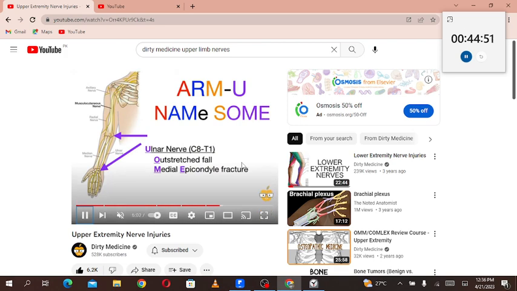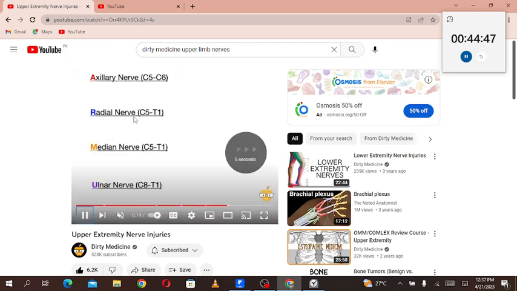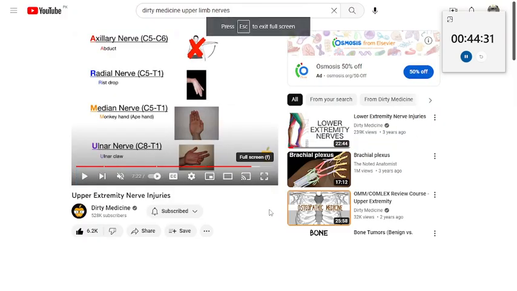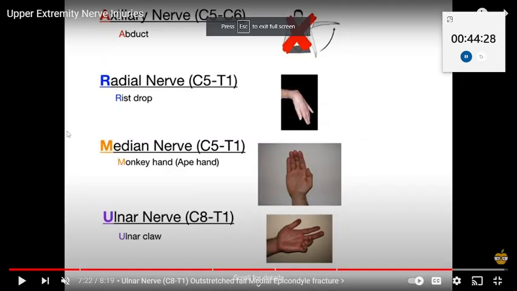So some of the lesions which are to be named are as follows. So axillary nerve. If the axillary nerve is damaged, we cannot abduct the arm. Why so? Because the axillary nerve supplies the deltoid muscle, and the deltoid muscle is a big abductor of the arm. Secondly, if the radial nerve is damaged, we have wrist drop. So wrist drop is with the R to make it memorable. Then median nerve, C5 to T1, monkey hand or ape hand. That is a picture of ape hand. And then we have ulnar nerve damage that can lead to claw hand.